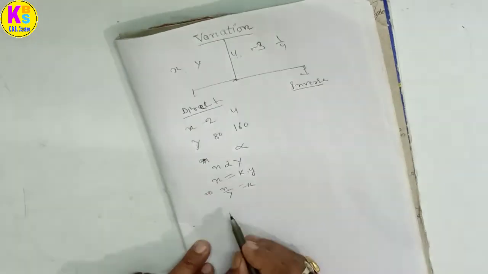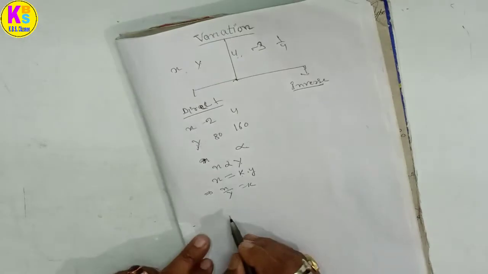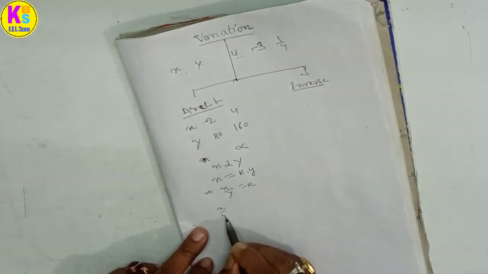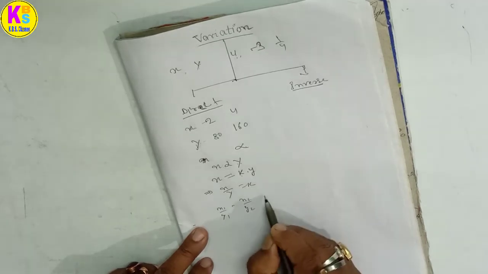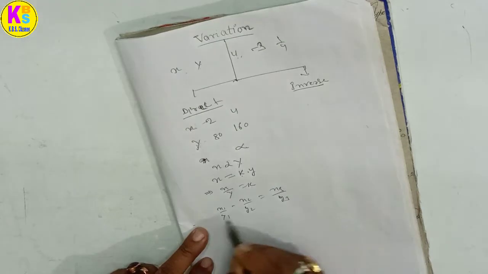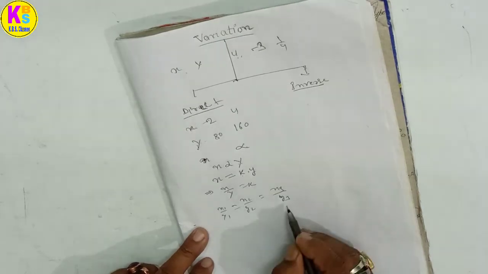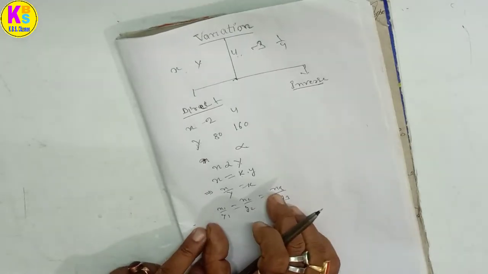So in any kind of variation, if two variables are so related that x1 by y1 is equal to x2 by y2 is equal to x3 by y3, if such relations are there, that means the ratio is constant, then such variation is called direct variation.